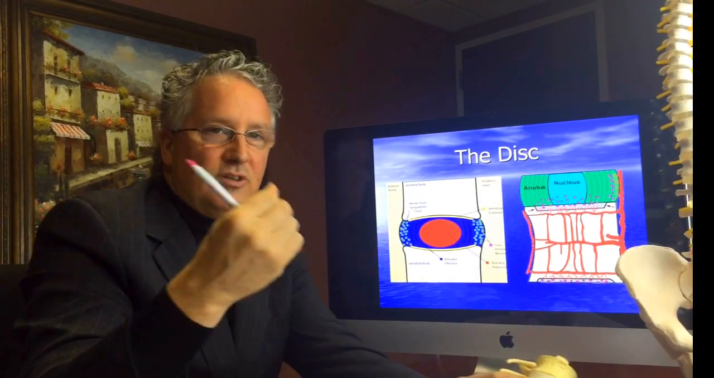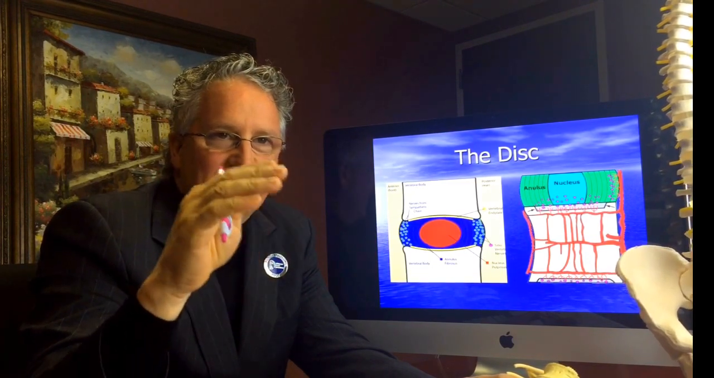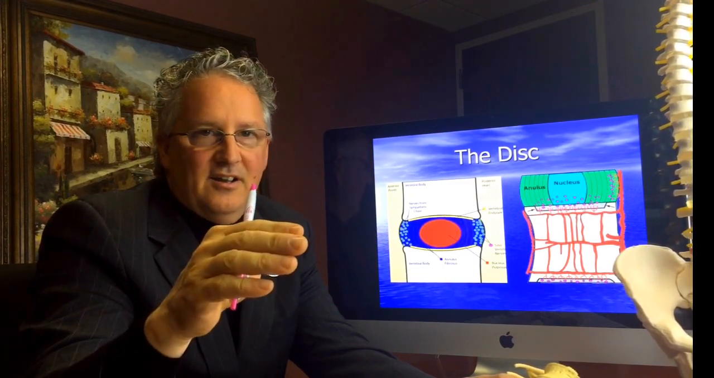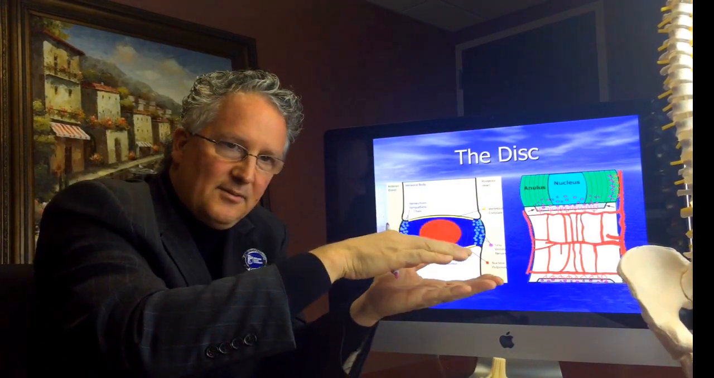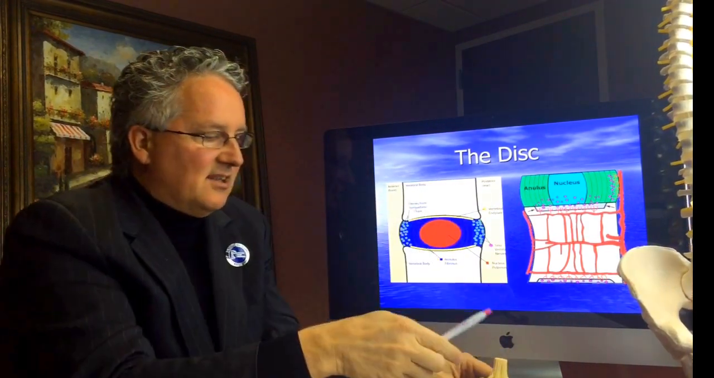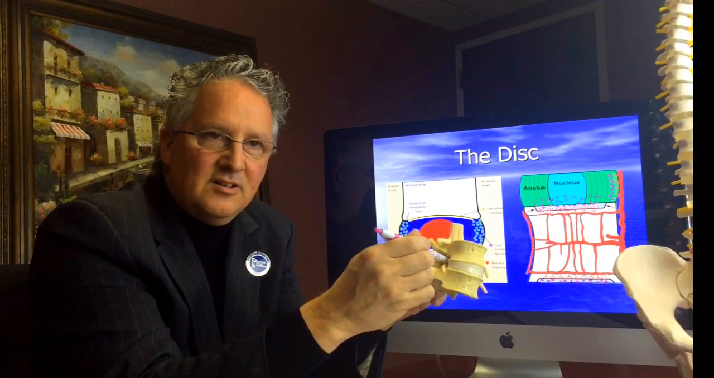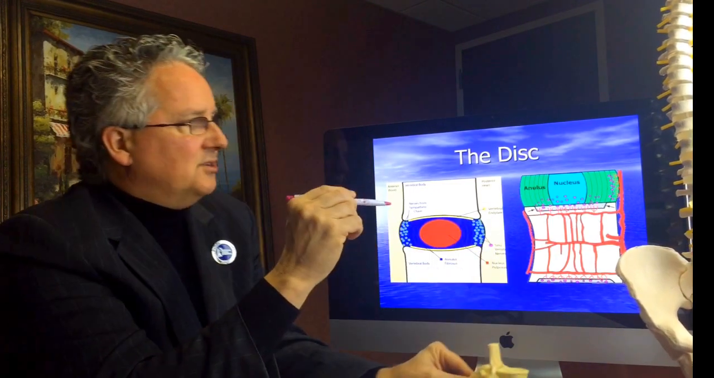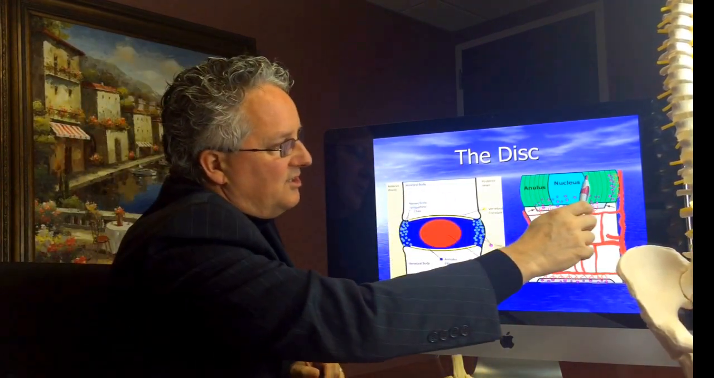And the nucleus, the jelly, is getting drier. And it's kind of like letting the air out of your tire. And what happens is the vertebrae start to get closer together. And as it gets closer together, the little opening in the back, the foramen, where that nerve comes out, physically starts to get smaller.